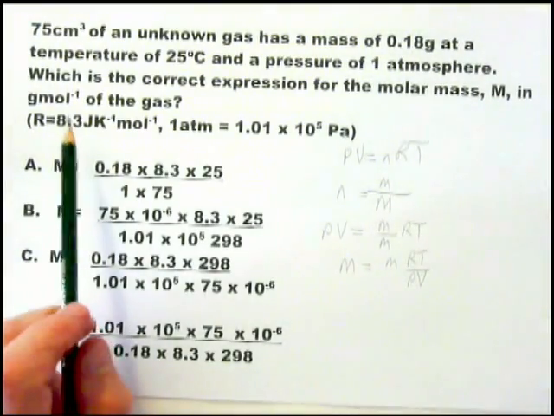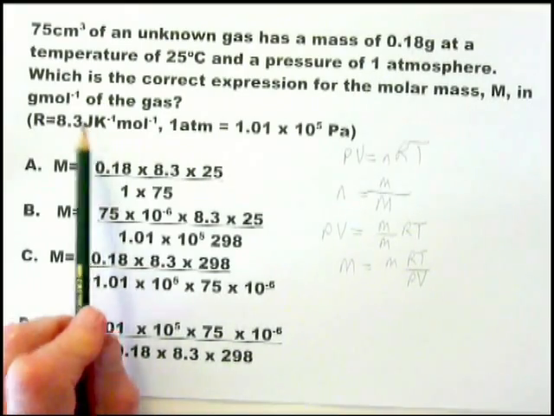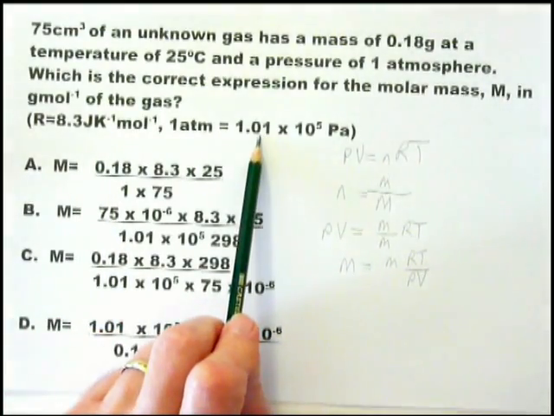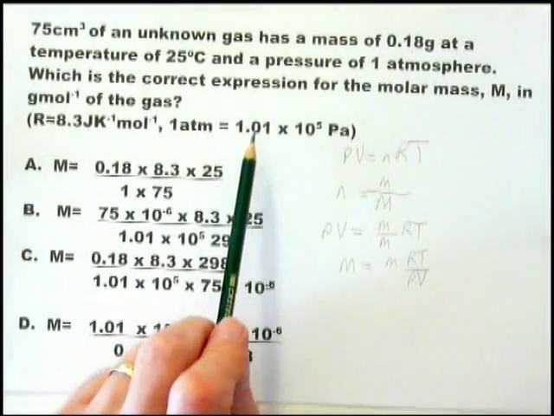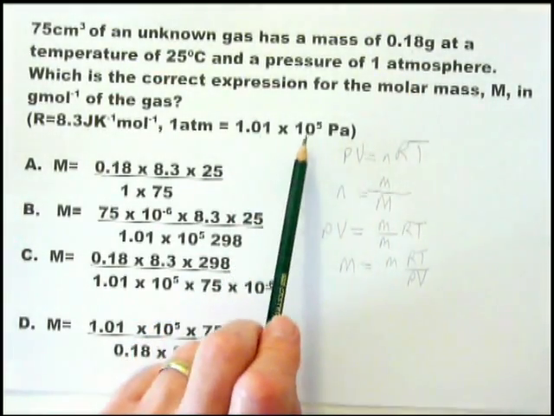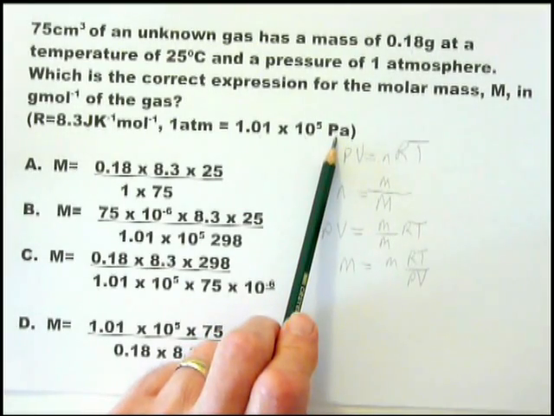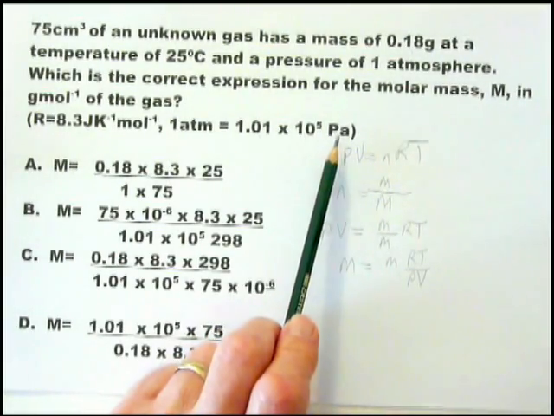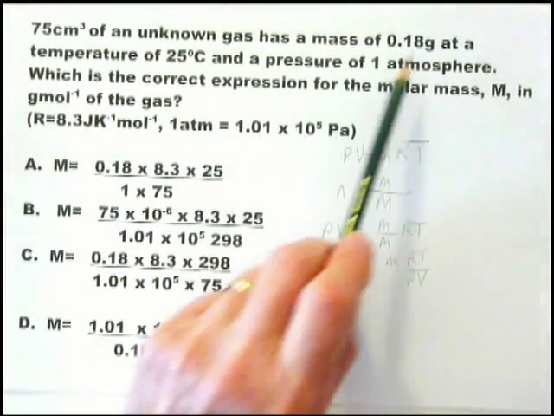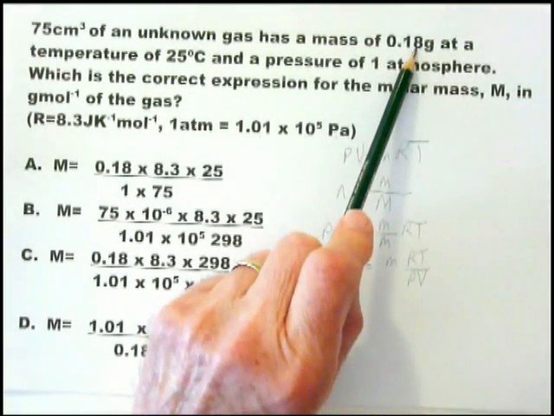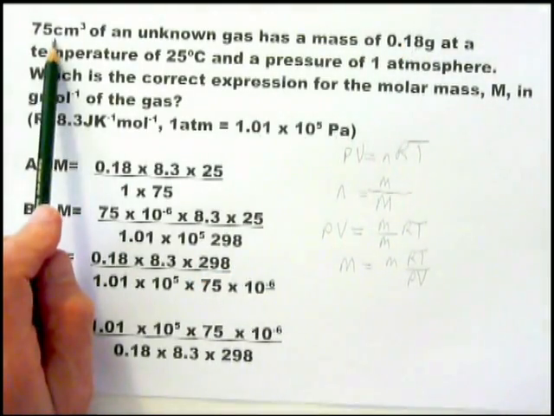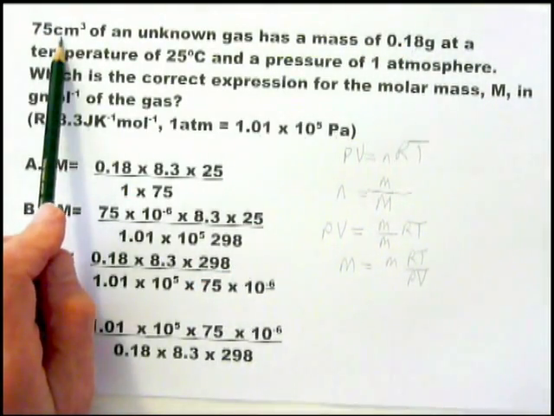They've quite reasonably given us the value for R, the gas constant. They've told us that 1 atmosphere is equal to 1.01 times 10 to the 5 pascals. That's good. And they've told us the mass of the material, 0.18. They told us the volume in centimeters cubed.